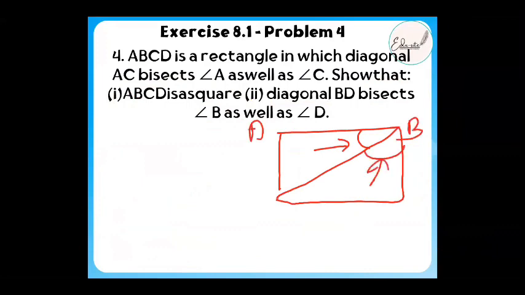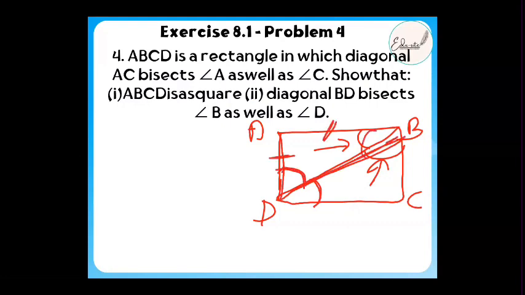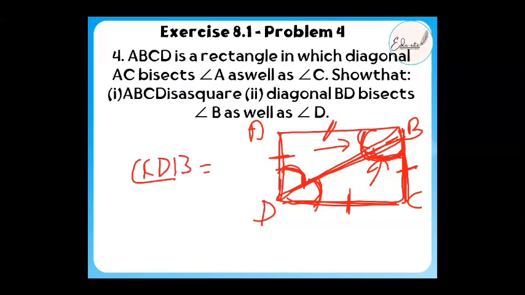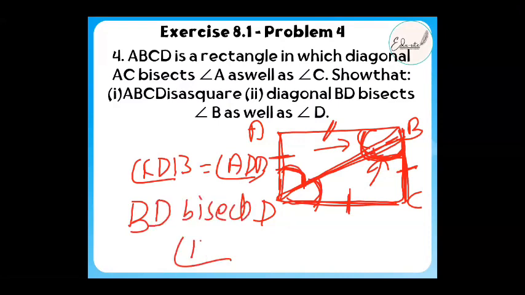ABCD. And we also have to prove this angle is equal to this angle. How will we prove that? Again, the same thing. We know that the sides opposite to the equal angles are equal, so this angle is equal to this angle, and we can also prove it in this way. If this angle is equal to this angle and this angle is equal to this angle, then angle CDB is equal to angle ADB. Thus, BD bisects angle B and angle D. That's all.